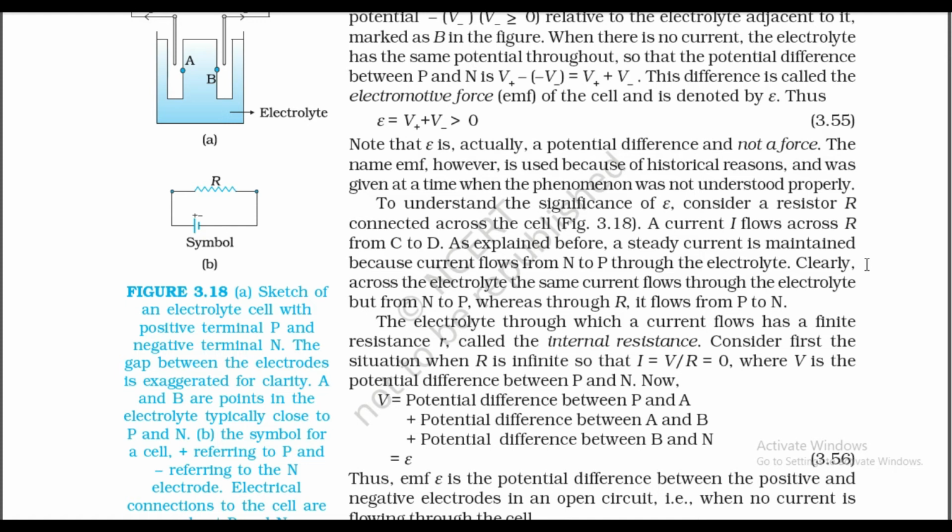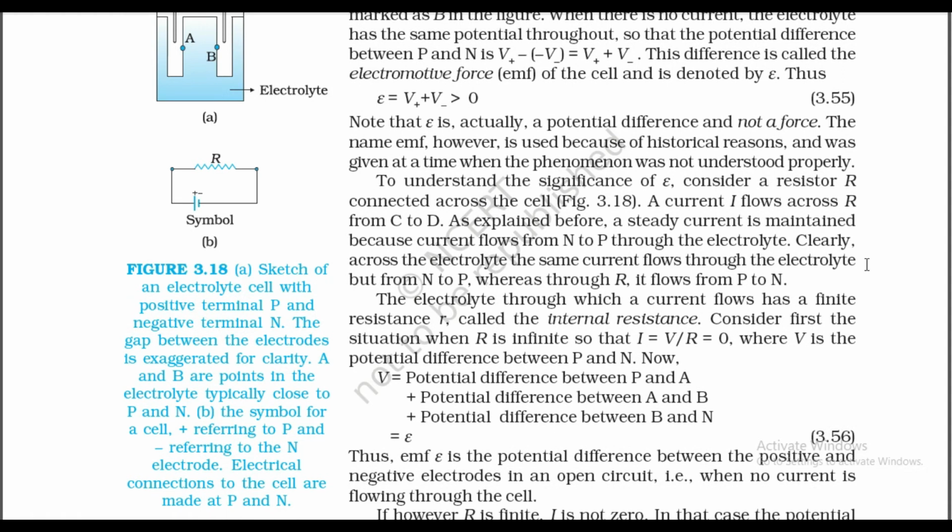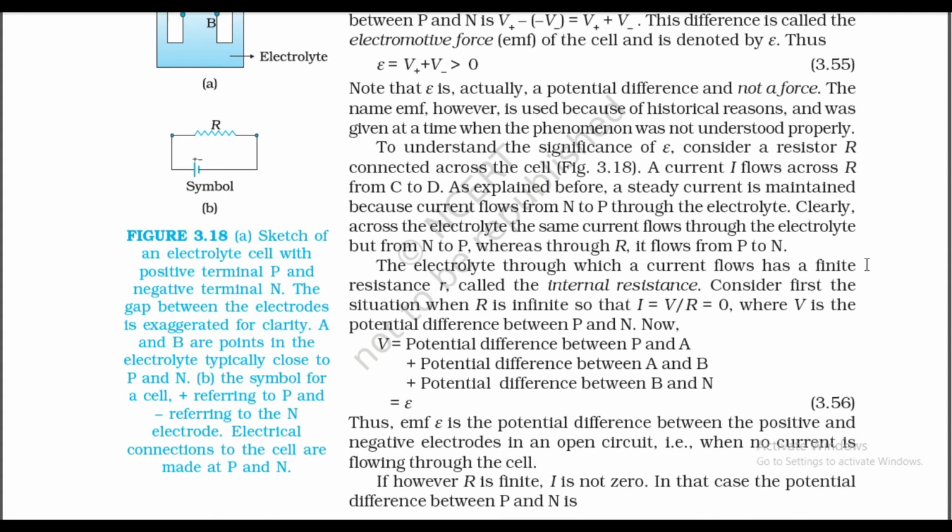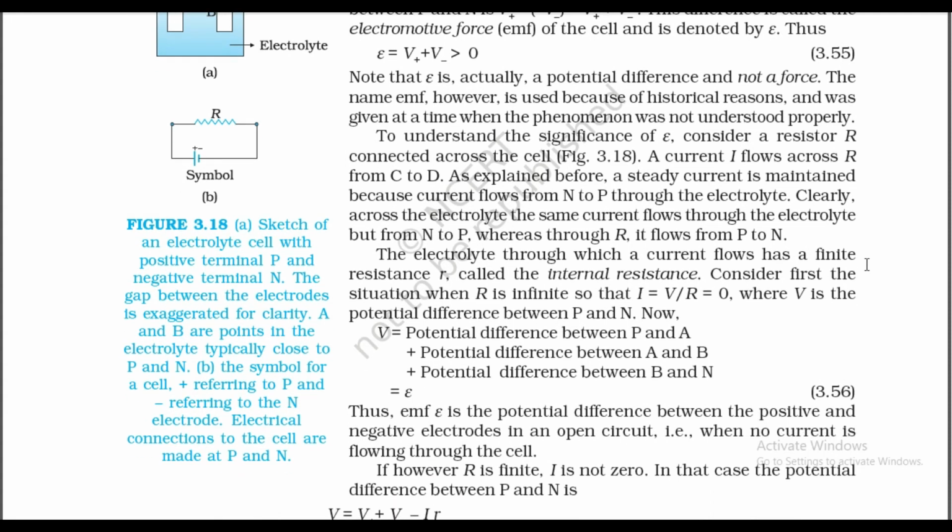Clearly, across the electrolyte, the same current flows through the electrolyte from N to P, whereas through R, it flows from P to N. The electrolyte through which a current flows has a finite resistance r, called the internal resistance. Consider first the situation when r is infinite, so that I is equal to V divided by R is equal to 0, where V is the potential difference between P and N.